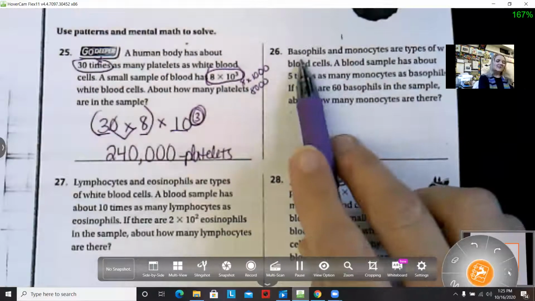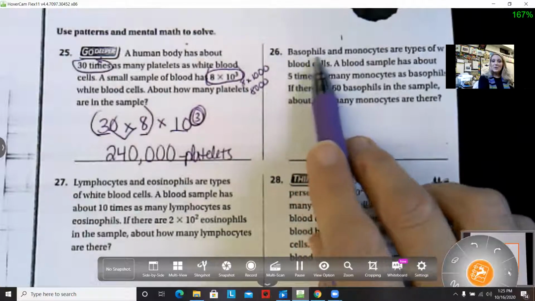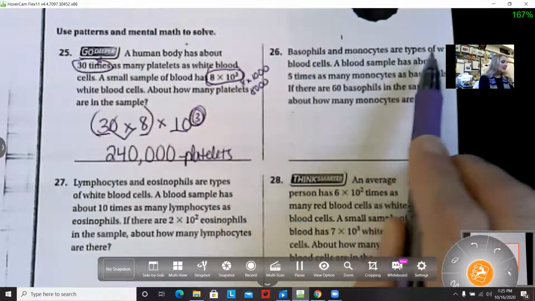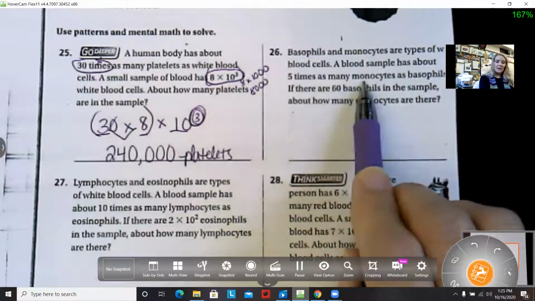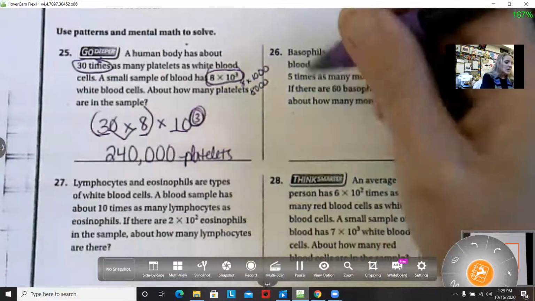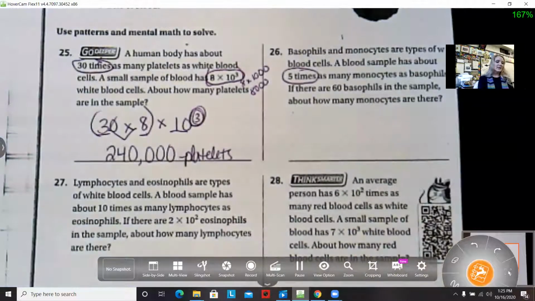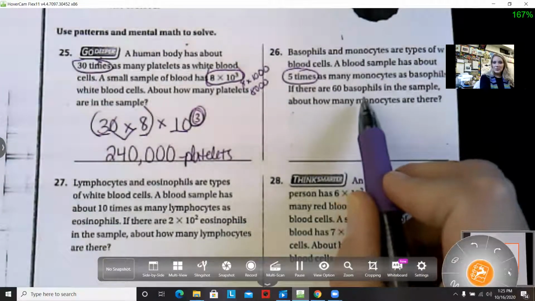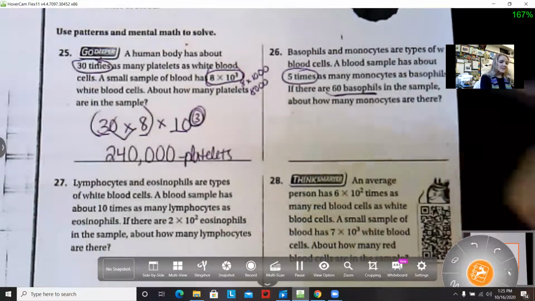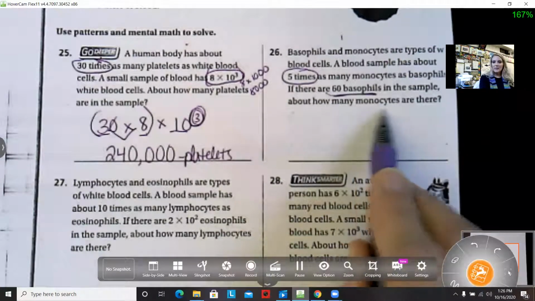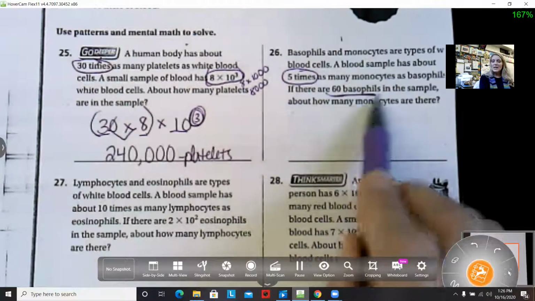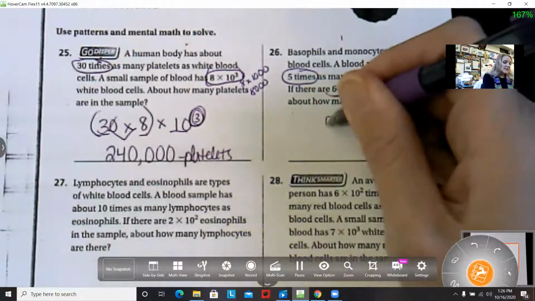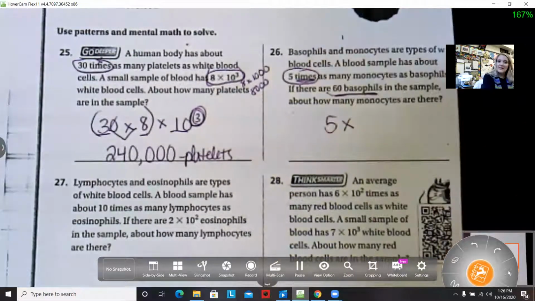Okay, the next number 26 says basophils and monocytes are types of, this should be white blood cells. A blood sample has about 5 times as many monocytes as basophils. So I'm going to circle 5 times. If there are 60 basophils in the sample, about how many monocytes are there? If they have 5 times as many monocytes as basophils, and there are 60 of those, I'm going to take 5 times 60, I see that keyword times there.